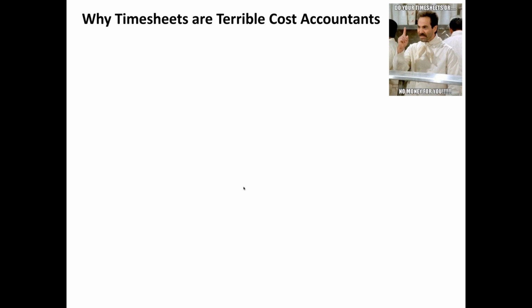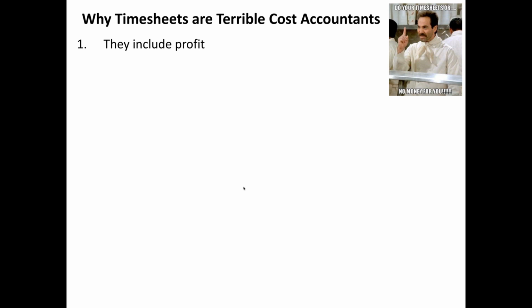The biggest defense for the timesheet is we need to figure out the cost per job, cost per client, cost per hour to know that we're making a profit. And we think that timesheets do that. And let me show you, and you can extrapolate this to any form of cost accounting in any type of business. I don't care if it's a contractor. I don't care if it's General Motors, Toyota. It's all the same principle. I'll show you why timesheets are terrible cost accountants.